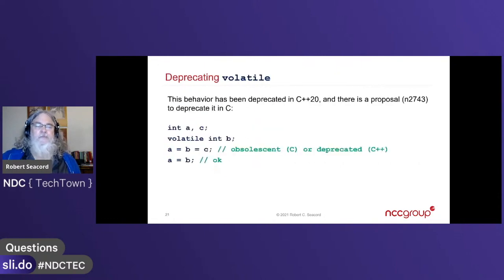Okay. So again, this behavior has been deprecated in C++20, and I've written a proposal to deprecate it in C, but the committee hasn't heard the proposal yet, so we're not sure what the outcome of that will be. But this is currently deprecated behavior for C++20, and we'll see what happens for C23. But regardless of what decision is made, right? You want to avoid writing this code because it's clearly ambiguous and could be wrong.